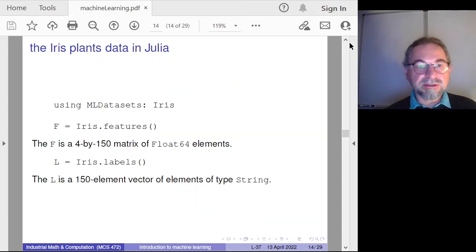How do we do this in Julia? There is the ML datasets package, where we get the features. The features is a method that returns an object. In the lingo of computer science, it returns this feature matrix, a 4 by 150 matrix. And then there are the labels, a 150 element vector of type string, and you will see everything is neatly organized. The first 50 are all the same flower, then the next 50 are of the next flower, and the last 50 are of the third type of flower.